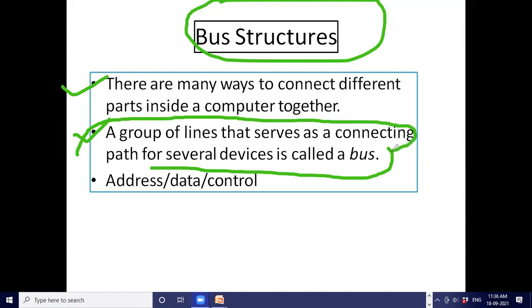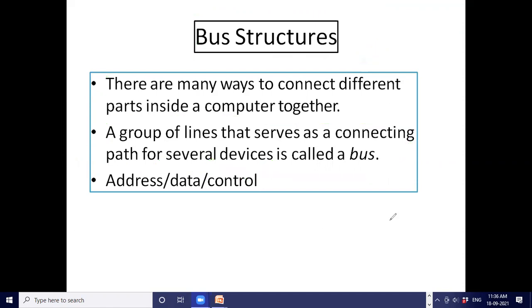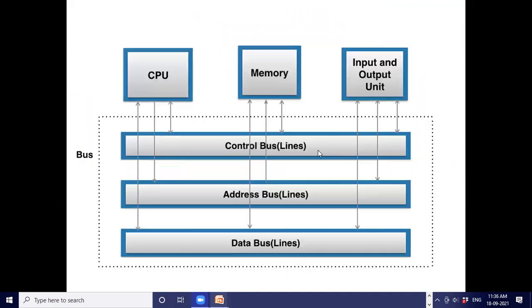You can see that there are different types of bus, like address, data, and control. Let's see each of them in detail. What are the tasks associated with them? So first look at this figure: CPU, memory, input output unit.